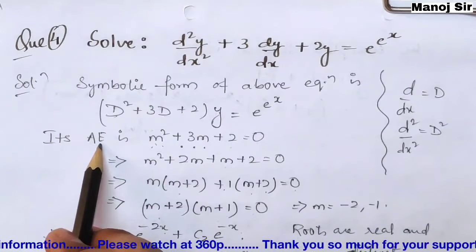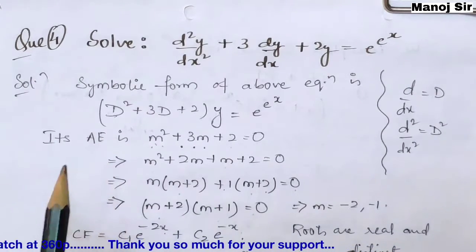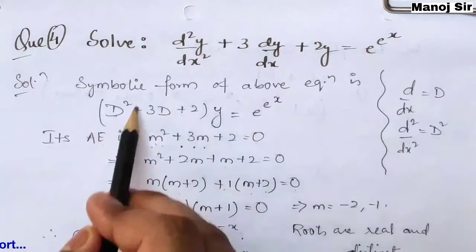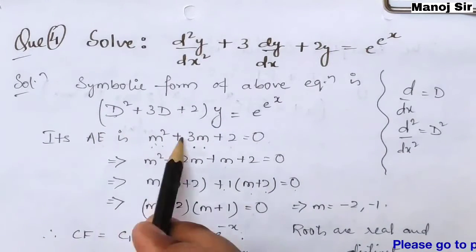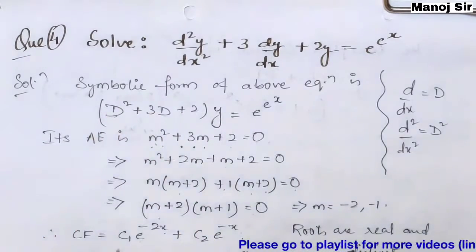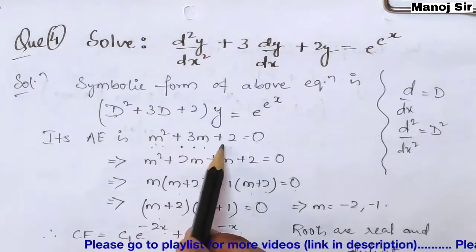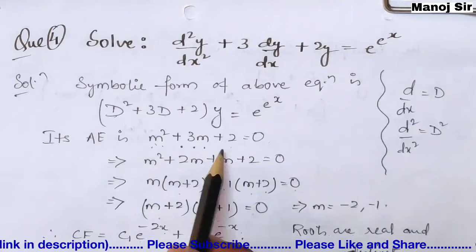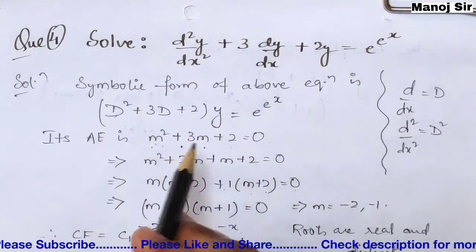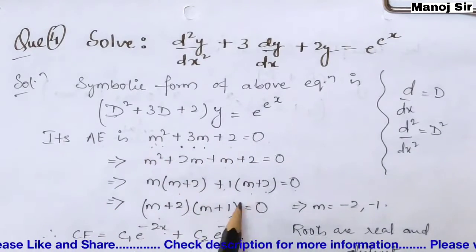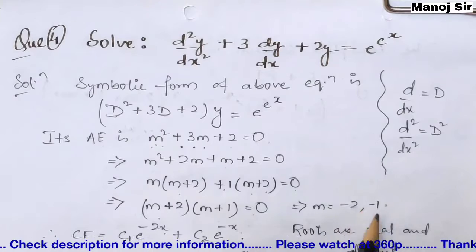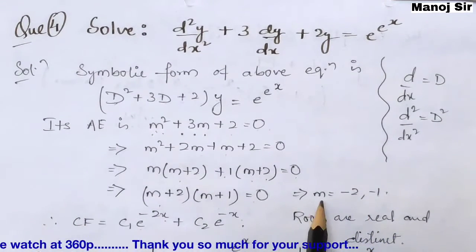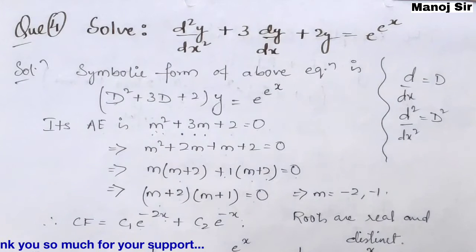After writing this equation in the symbolic form, we need to write the auxiliary equation. What is AE? That is auxiliary equation. To write the auxiliary equation, we equate the coefficient of y to 0. But I am writing m in place of D, so this is going to be m square plus 3m plus 2 equals to 0. On solving this quadratic equation, which is not a great deal, you will get m equals to -2 and -1.